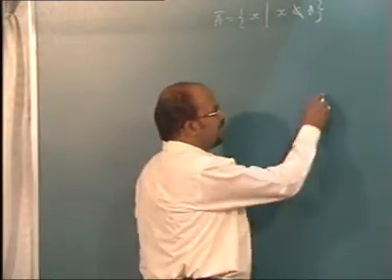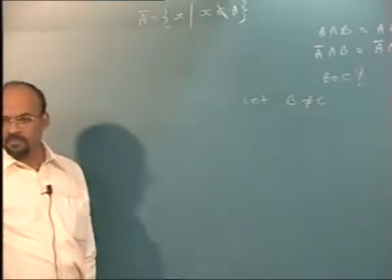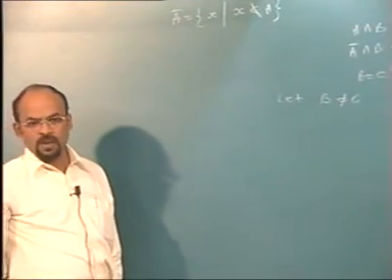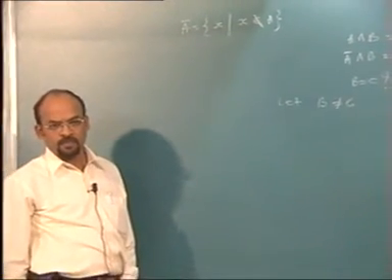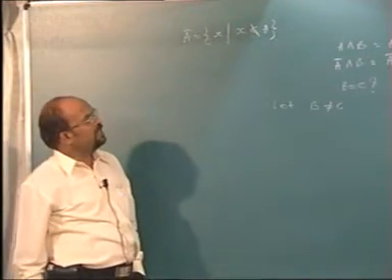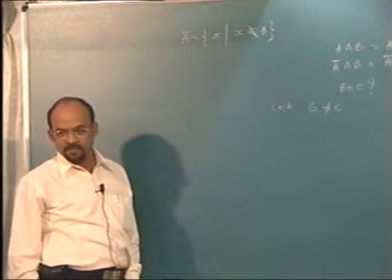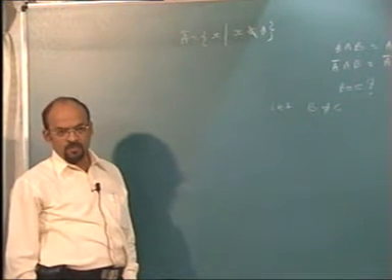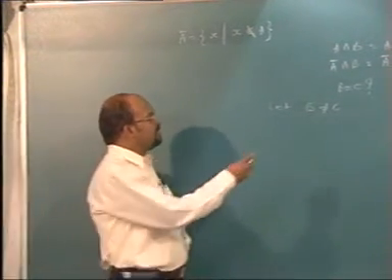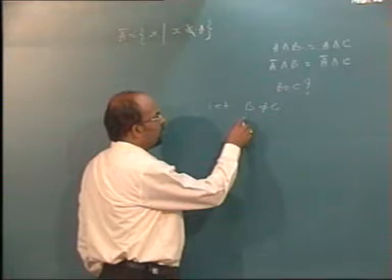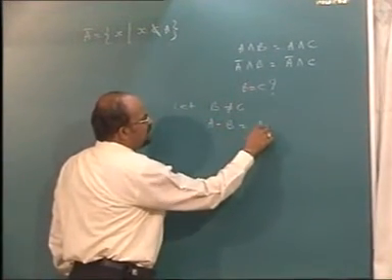Let us start by saying that B is not equal to C. When you are given that A intersection B is equal to A intersection C, this is given to you. Then we can say that A minus B will be A minus C.